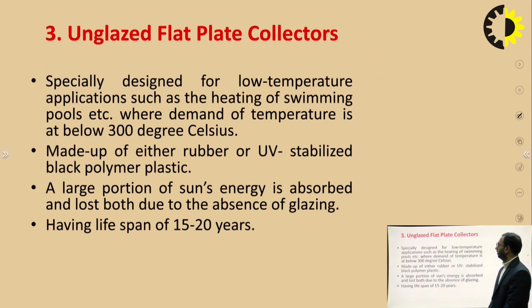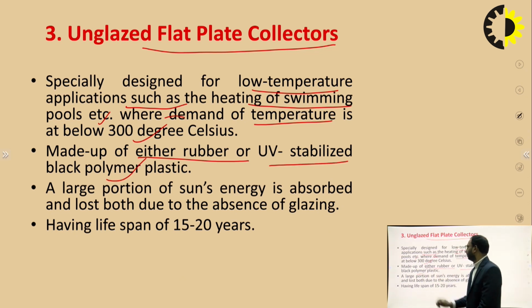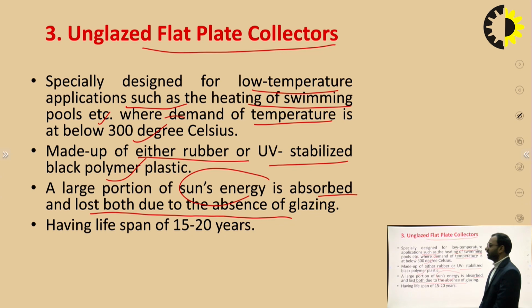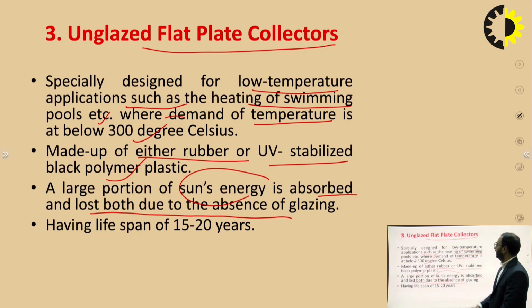Then the third type of non-concentrating solar collector is the unglazed flat plate collector. This is designed for low temperature applications such as heating of swimming pools, where the temperature demand is below 300 degrees Celsius. So for this temperature range, we can select unglazed flat plate collectors. It is made of either rubber or UV stabilized polymer plastic, and a large portion of the sun's energy is absorbed and lost due to the absence of glazing, with a life span of 15 to 20 years for this type of collector. This is the pictorial representation of the unglazed flat plate collector.